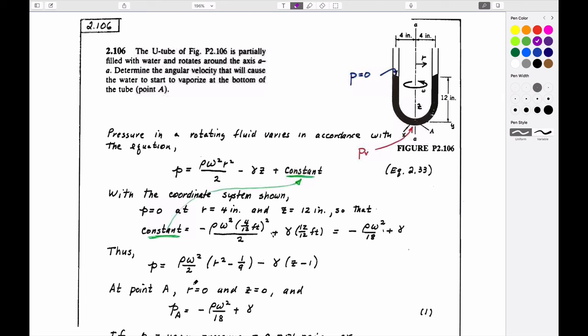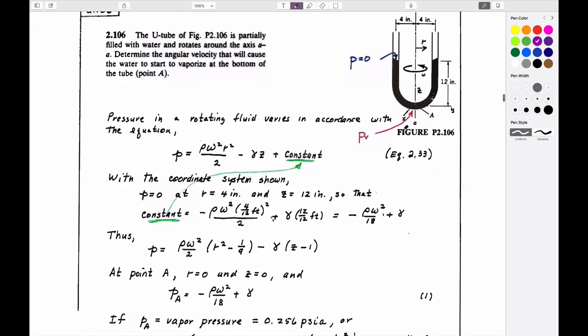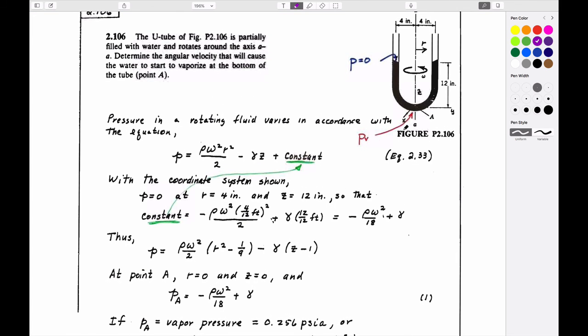So you'd imagine that as you spin it, you're creating a cavitation force or a pressure, a negative pressure in here just by spinning it, just like you would do in a centrifugal pump. And so the question is, if you spin this U-tube around this axis, when do you vaporize the water that's in there? Kind of interesting question, isn't it? And so when will it vaporize? It will vaporize when the P is equal to the vapor pressure.